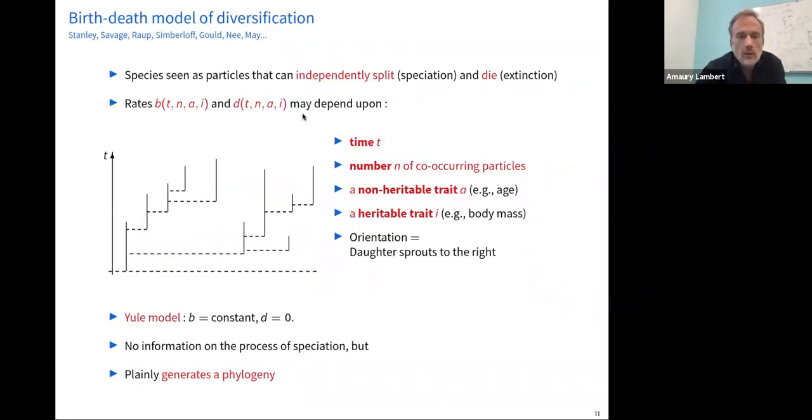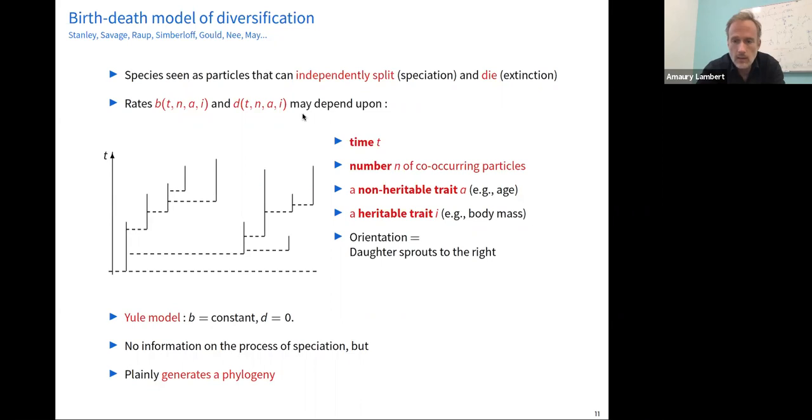So in what is called the lineage-based model of diversification, species are seen as the elementary particles of the system that can independently split at speciation events and die at extinction events. So it's basically a branching process where the birth and death rates, B and D, may depend upon 4 classes of variables, T, N, A, and I, where T stands for absolute time, N stands for the number of co-occurring species in the system.